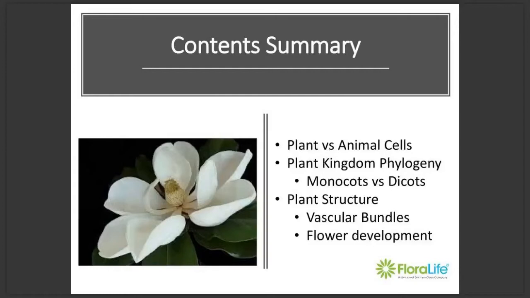So just to give you a summary of what I'm going to go over today. Firstly, I'm going to very briefly point out the three main differences between plant cells and animal cells. Then I'll describe how the plant kingdom is divided up by plant type. And then I'll go over some basic plant structures and how they work and why it matters.